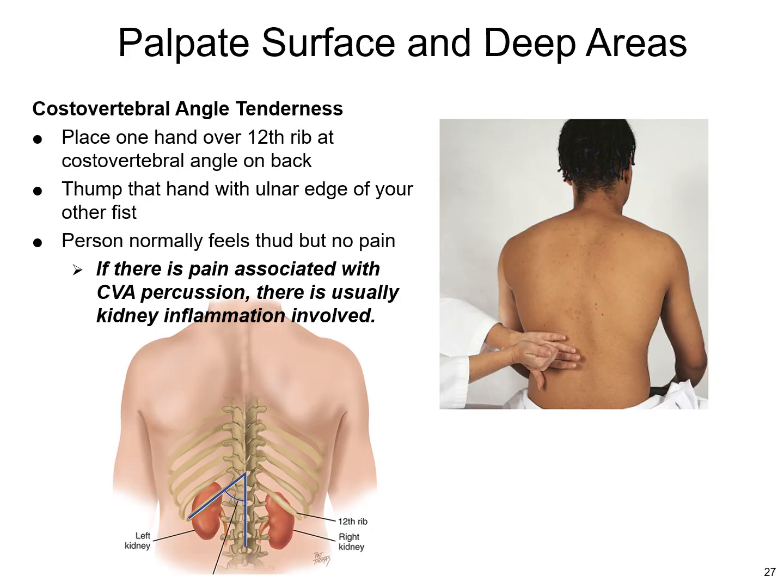Costovertebral angle tenderness. This is how we assess for tenderness or inflammation of the kidneys. You want to place your hand over the 12th rib at the costovertebral angle on the back, and then you want to use your opposite hand and thump that hand with a closed fist. Typically, your patient will feel the thud, but they will not experience any pain. If there is pain, then this is indicative of inflammation of the kidney.